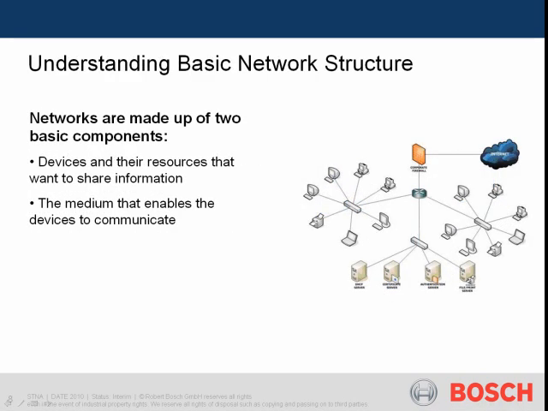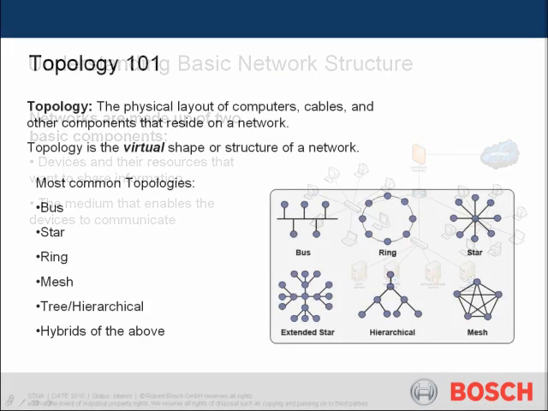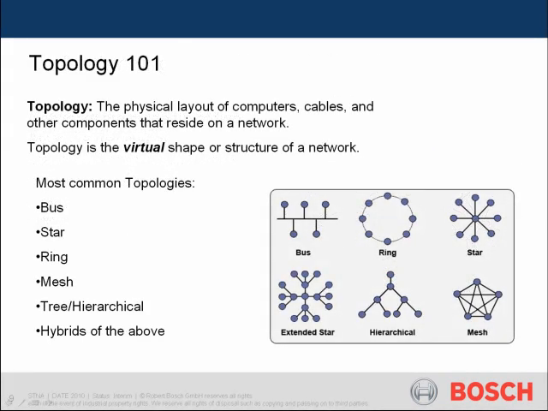Earlier, we stated that a network was two or more computers connected together to share information. Basic network structure consists of those devices that want to share information and their resources, and the medium that connects them or holds them together. This includes the cable and the other network devices which they're attached to. When we build a network and we connect all the devices together, they form what is called a topology. A topology is the physical layout of the computers, the cables, and other components that reside on the network.